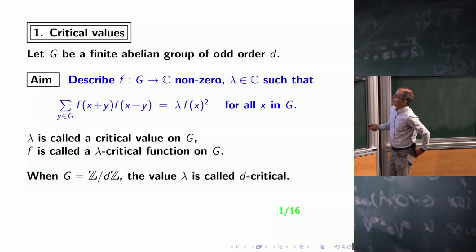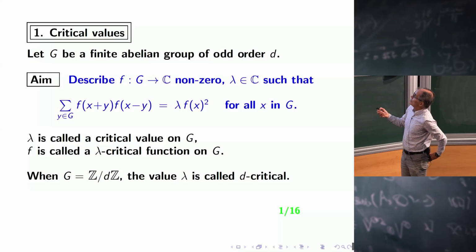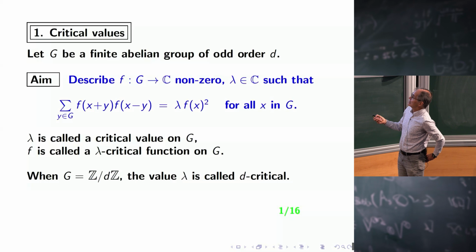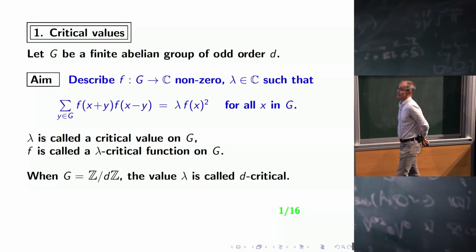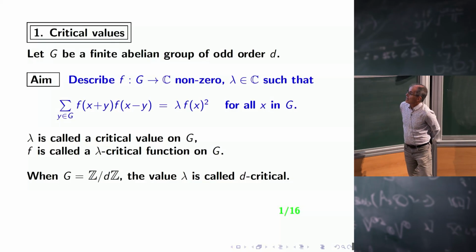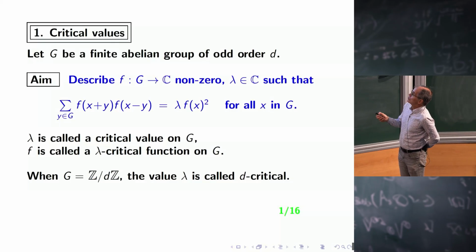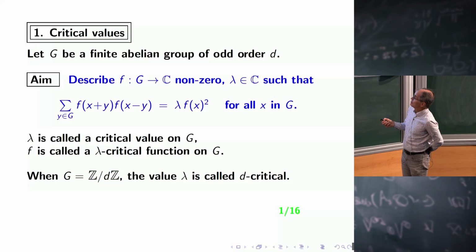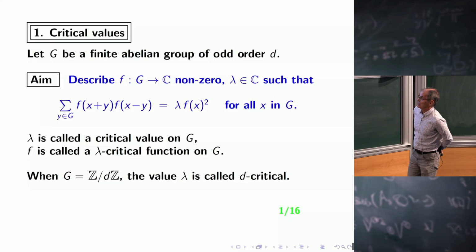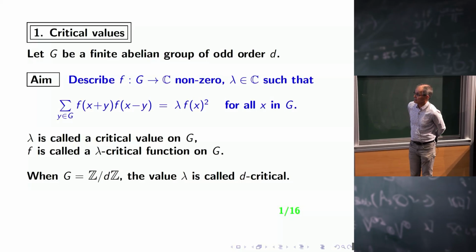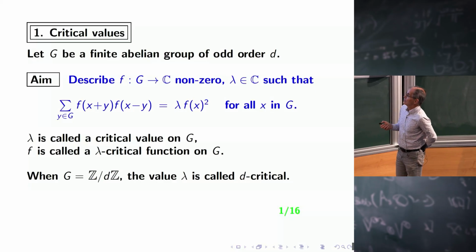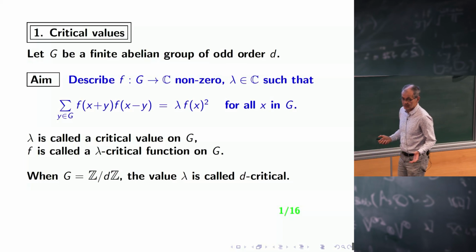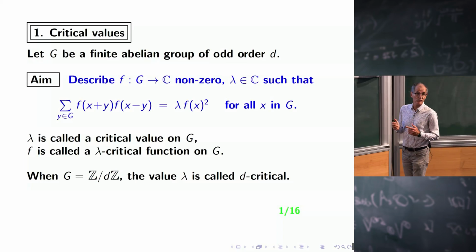And in case I have such a couple lambda, f, I will say that lambda is a critical value on the group, and the corresponding function, I will say it is a lambda-critical function on G. Since this looks too general for me, I will most of the time focus on the case where G is a cyclic group, and I will say that lambda is D-critical. So you have to catch the definition, because I will spend the whole lecture on this precise definition.